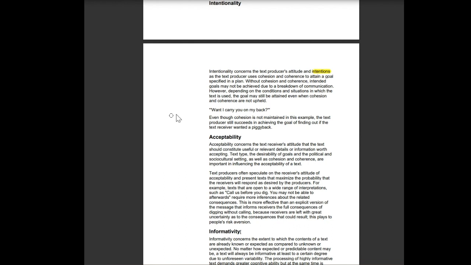For example, let's have this sentence: When I carry you on my back. This is our example. Even though cohesion is not maintained in this example, the text producers still succeed in achieving the goal of finding out if the text receiver wanted a piggyback. So, intentionality basically is the intention of the text producer.